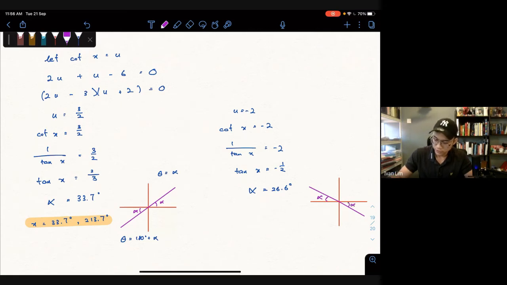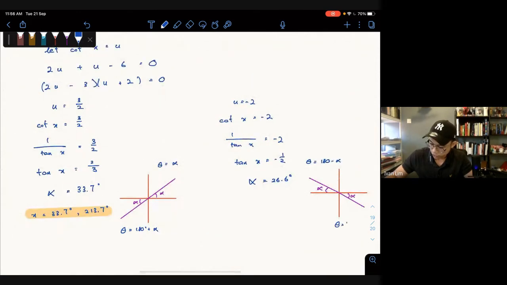So alpha and alpha here. In the second quadrant, your theta will be 180 minus alpha. Fourth quadrant will be 360 minus alpha. Then you find your angle. So x equals 180 minus 26.6, which is 153.4 degrees, and 360 minus 26.6, you get 333.4 degrees.